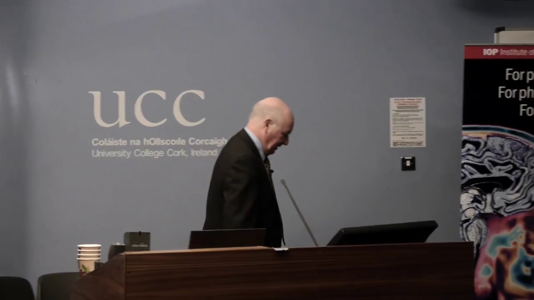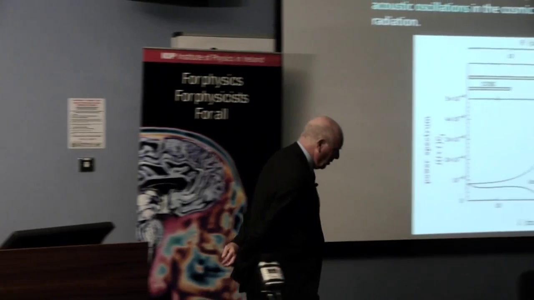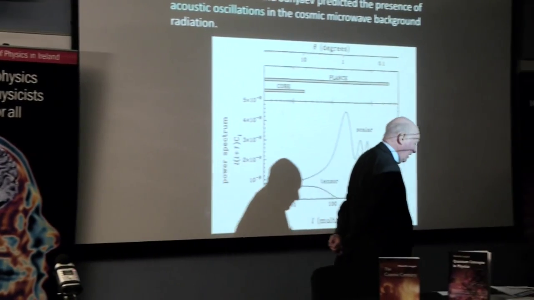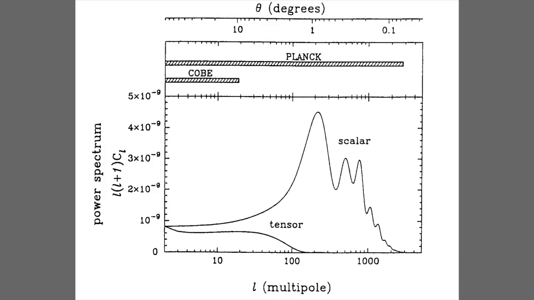Now, the other great prediction of the theories was that there should be these ripples in the cosmic microwave background radiation with a very particularly well-defined power spectrum. Now, I wish your students could learn about power spectra, because they are so wonderful things, right?